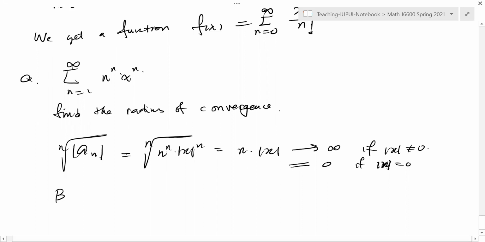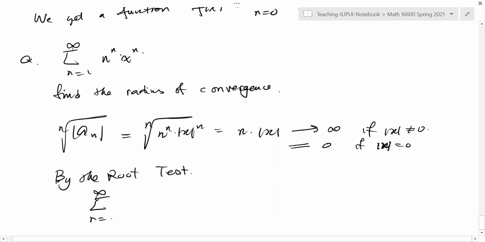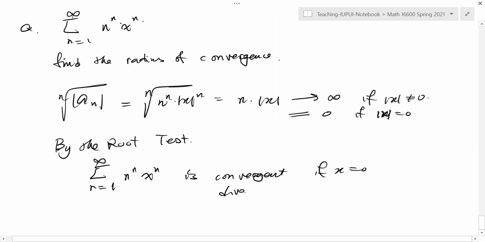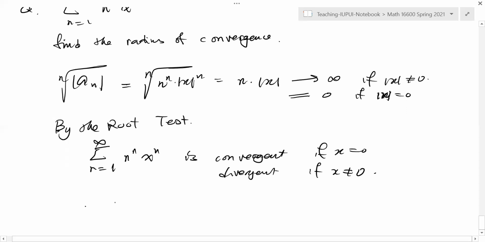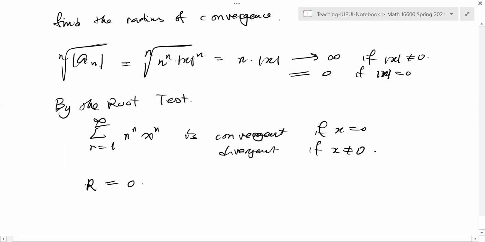So by the root test, this series is convergent if x is 0, divergent if x is not 0. So there are only two possibilities. That means the radius of convergence is 0. Okay, that's the special case.